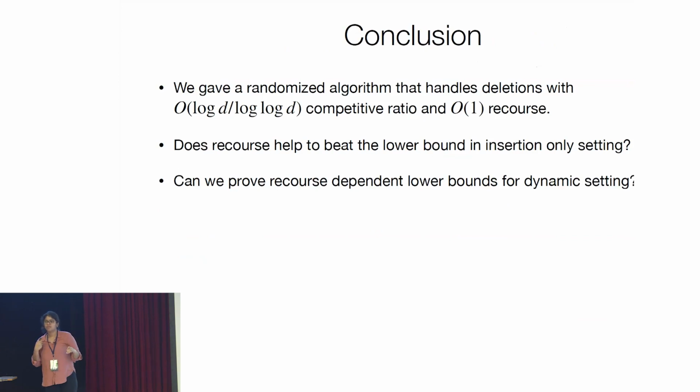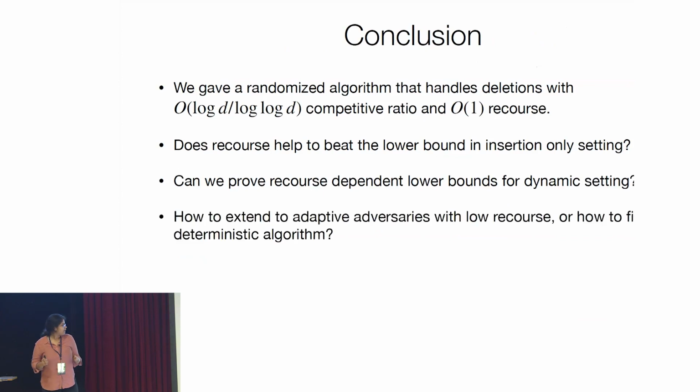It's not clear if we can prove any recourse-dependent lower bounds here. If you have only constant recourse, what is the best competitive ratio you can get? We don't know of any results like that. We also don't know how to extend this to adaptive adversaries with low recourse, or if a deterministic algorithm exists either. I think that's all I had for today.